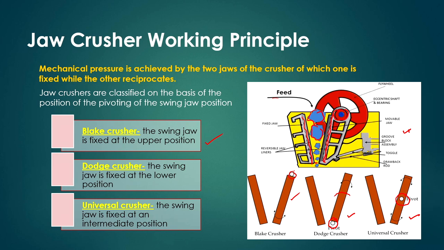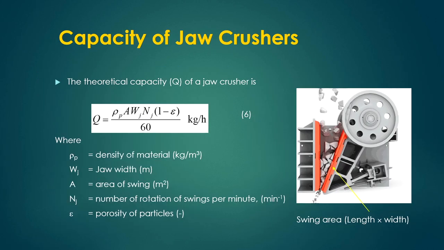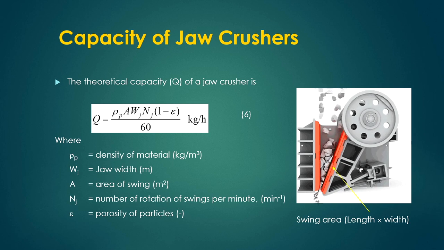During the reciprocating of one jaw, you will see there will be a compression, a pressure on those particles, because of which the particles will become a smaller size. So, in this way the jaw crusher works. So, what is the capacity of the jaw crusher?